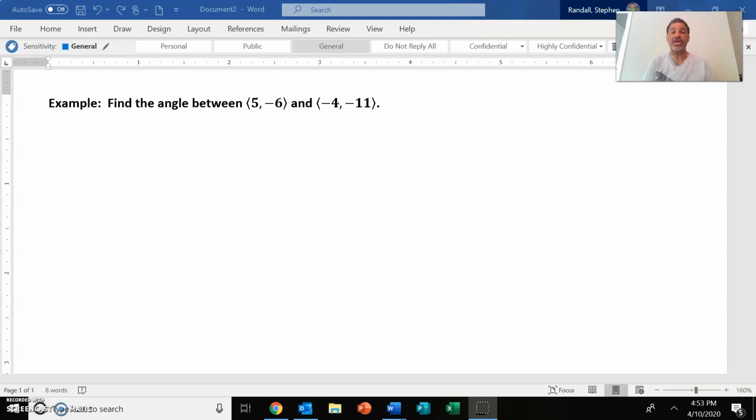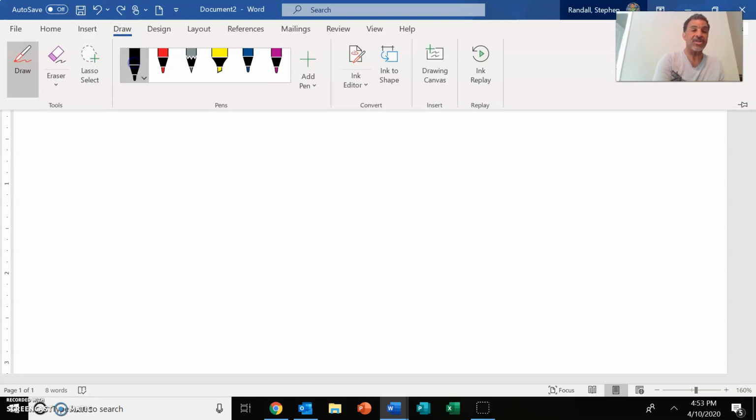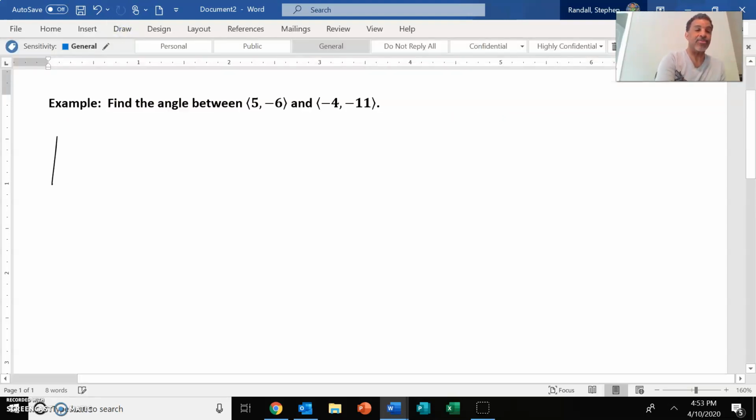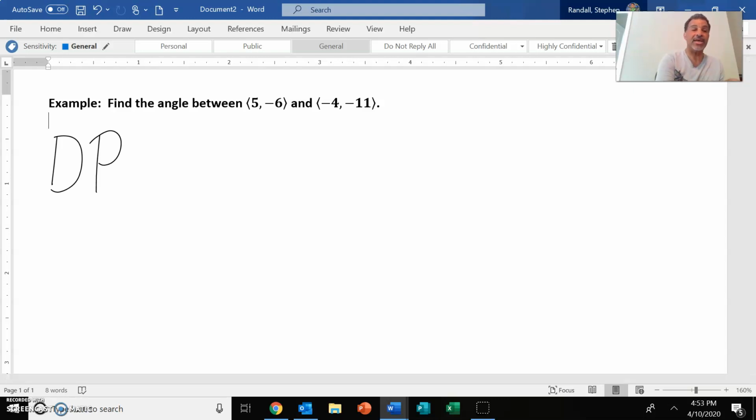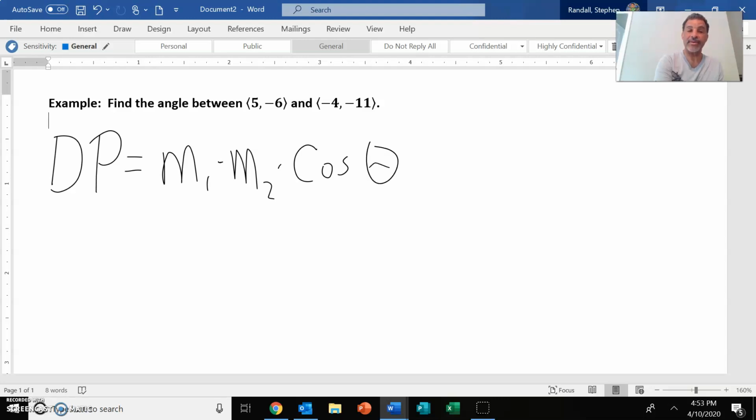It requires you to use a very simple trigonometric formula. That formula involves something we're going to call the dot product. We're going to learn how to do that. The dot product is equal to the magnitude of vector 1 times the magnitude of vector 2, times the cosine of the angle between them.